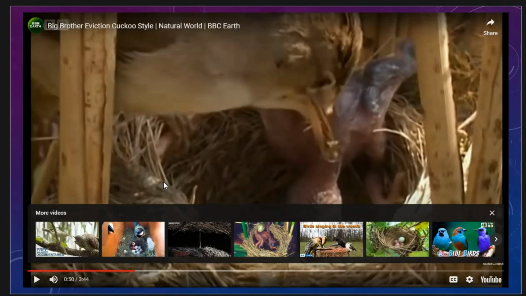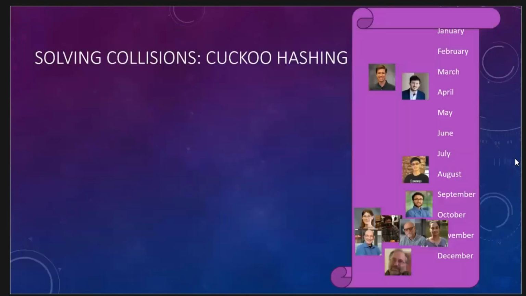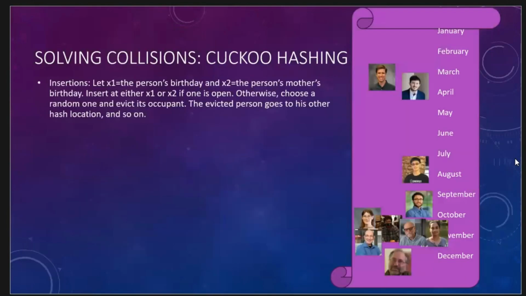It's like, if you were some kid and asked your parents, what happened to the eggs that got pushed out of the nest? Your parents might say, oh, they landed in another nest. And that's what's going to happen in cuckoo hashing. So it'll be the happy form of cuckoo birds, like if everything worked well. So how does that work?